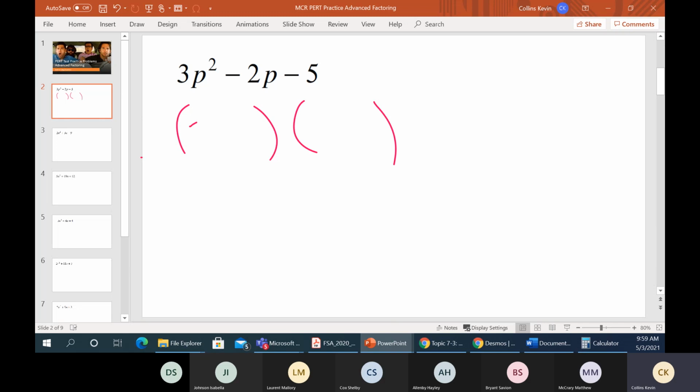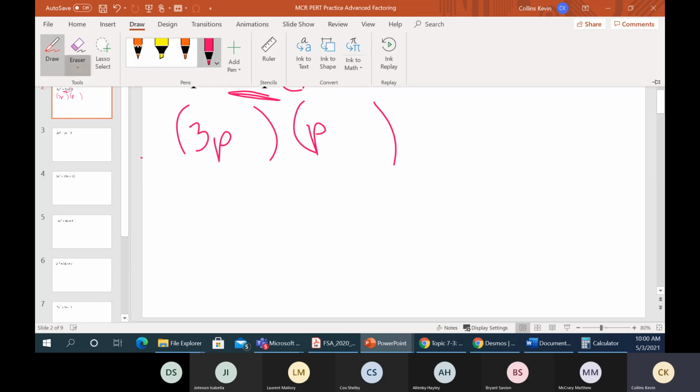Now again, the only way this can happen is we can have a 3p and just a 1p, okay? One's going to be positive, one's going to be negative, and the only numbers that give us 5 is 1 times 5. So one of them's got to get a 5, one of them's got to get a 1. And then we have to decide which one's positive, which one's negative. And our goal is to get minus 2p when we multiply the inside and the outside guys. All right, so let's pick some numbers and let's try it out.